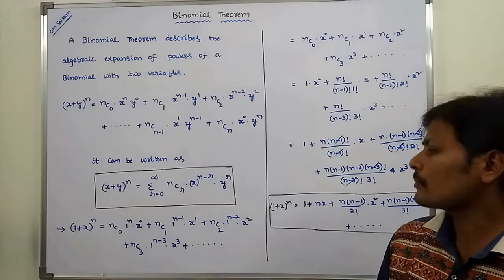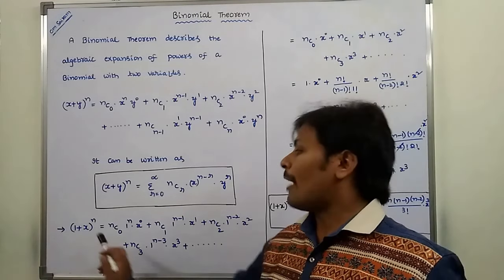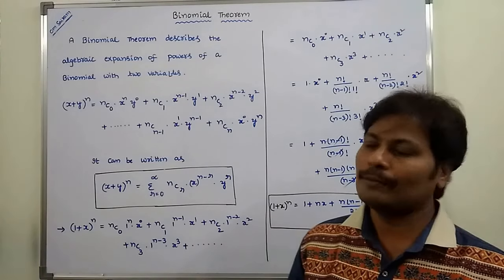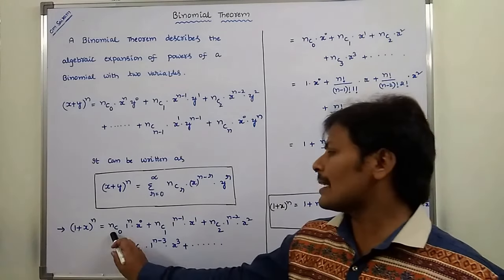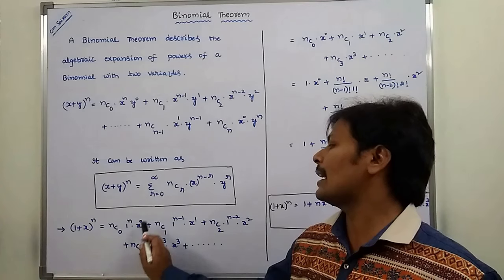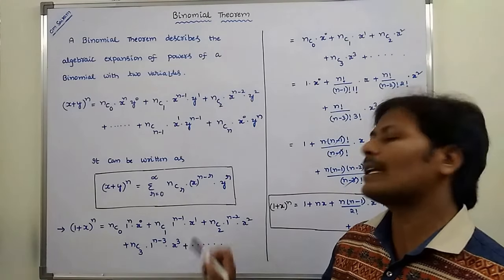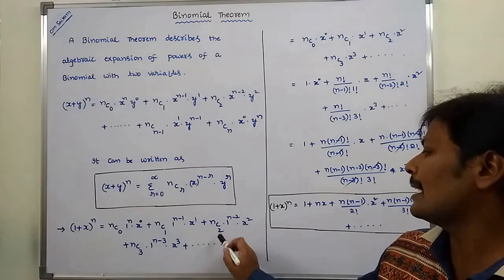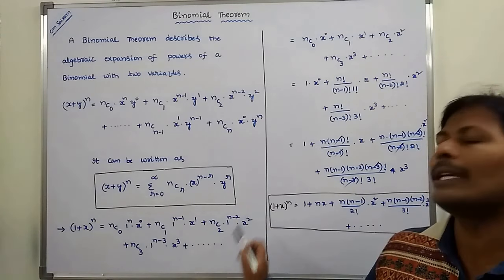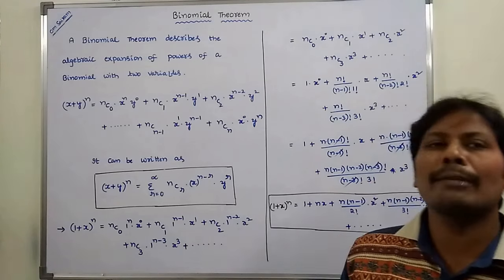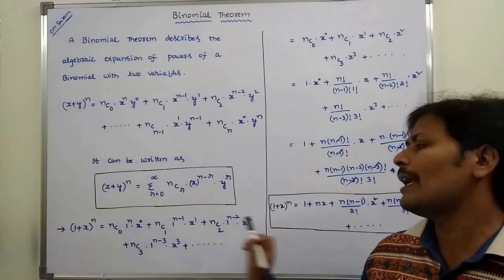Okay. Suppose (1 + x)^n. So what is the expansion? That is nC0 into 1^n into x^0, nC1 into 1^(n-1) into x^1, nC2 into 1^(n-2) into x^2, plus nC3 into 1^(n-3) into x^3, etc.